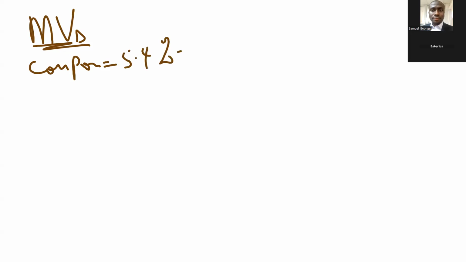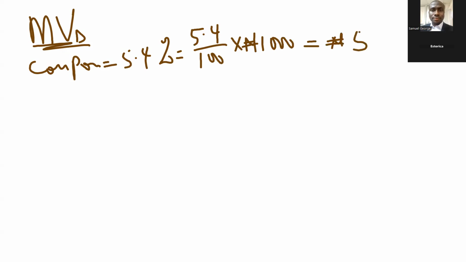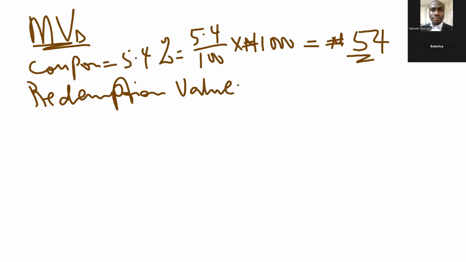5.4%, which is equal to 5.4 divided by 100 times 1,000 naira. It is equal to 54 naira. Then we need redemption value. Redemption value is equal to 1,000 naira because they said it is going to be redeemed at par.